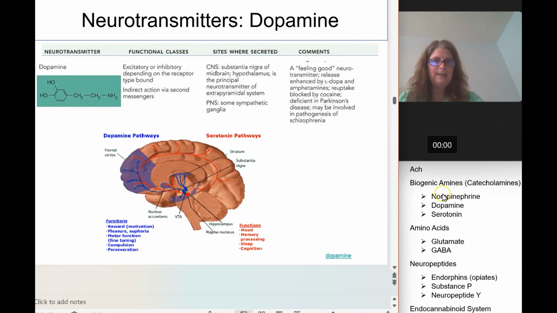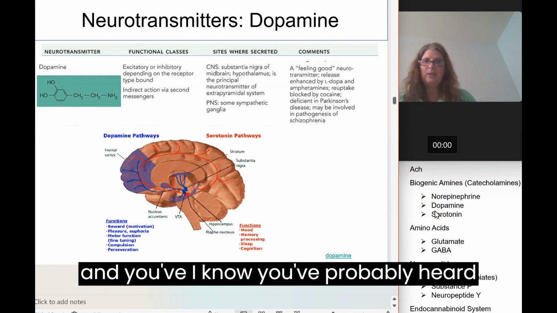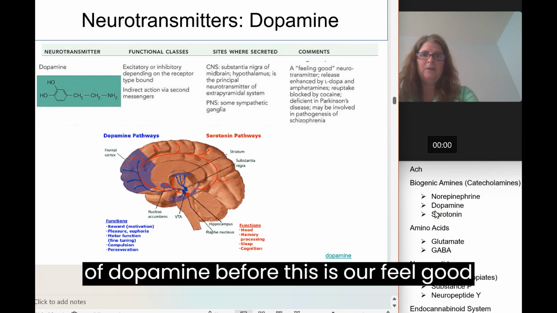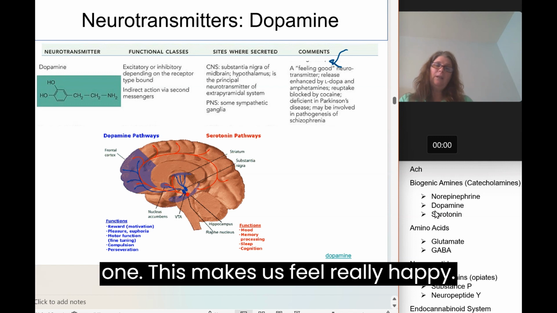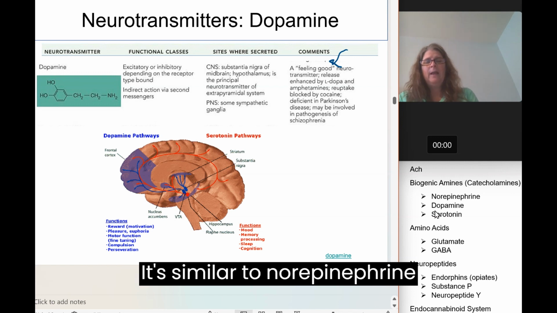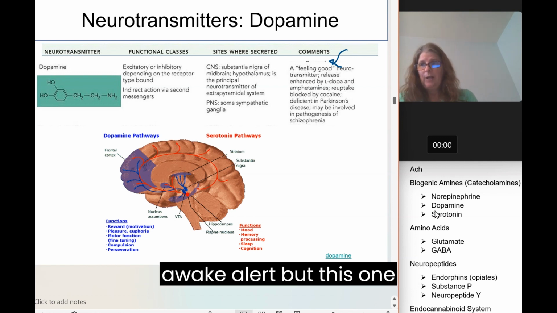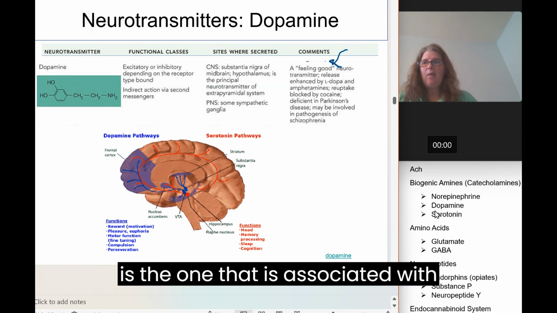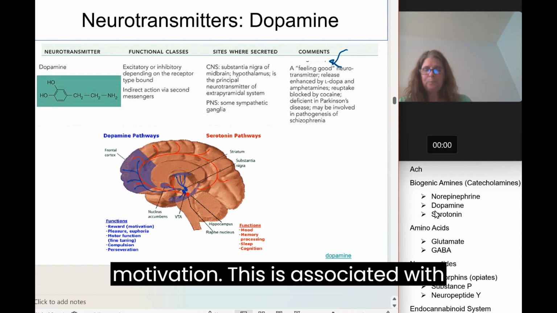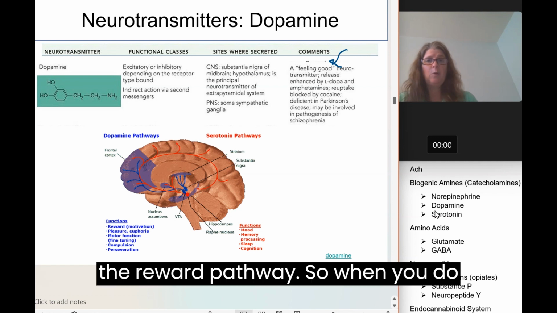Now, dopamine is another catecholamine that we'll look at, and I know you've probably heard of dopamine before. This is our feel-good one. This makes us feel really happy. It's similar to norepinephrine, awake, alert, but this one is the one that is associated with motivation. This is associated with the reward pathway.